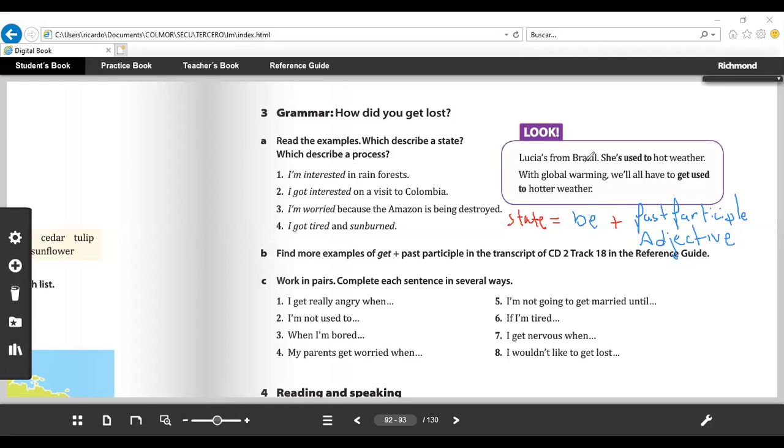Like this one right here. She's used to hot weather. Okay, this is the state. She's used to hot weather. Now, if you want to express a process, I'm going to write it right here, process, double S. If you want to express a process, you have to use get plus past participle.